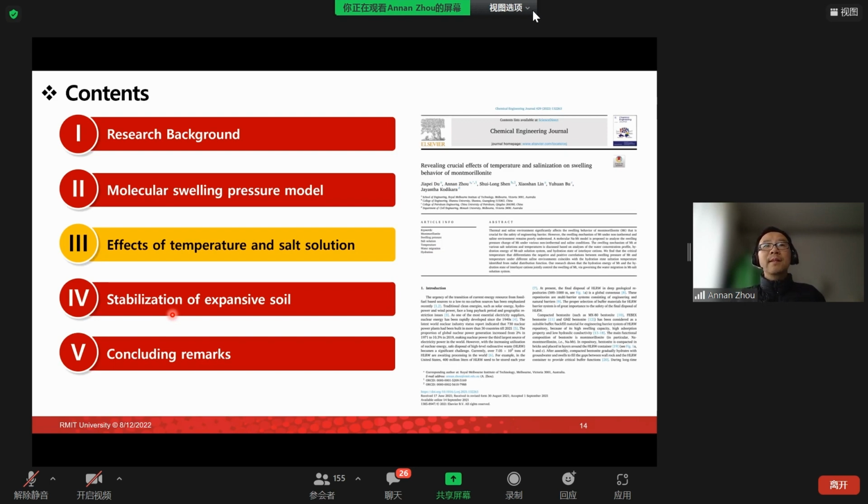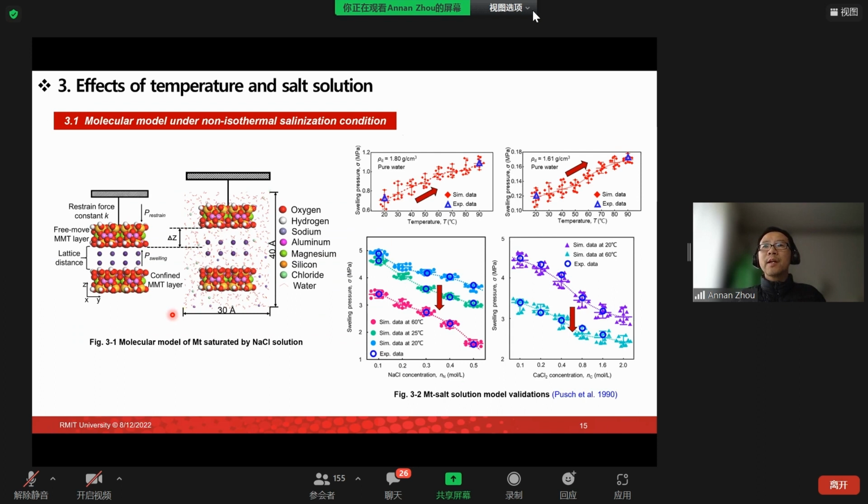To consider the effect of temperature and salt solution, we developed a montmorillonite salt solution molecular model here. In this model, we put the montmorillonite model at the center of the simulation box. Then we introduced different ions and water molecules into the system. Then we calculate the swelling pressure at different temperatures and different salt concentrations.